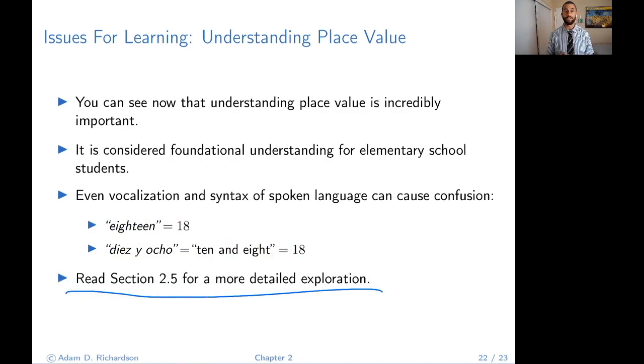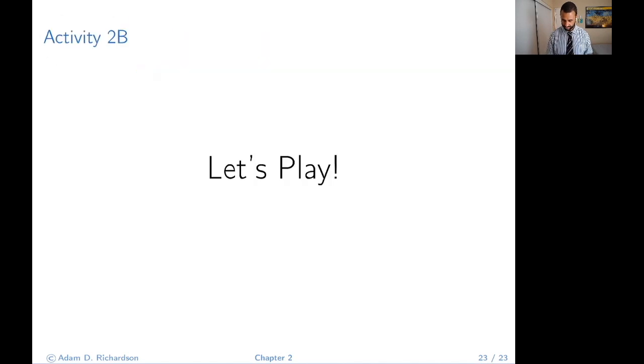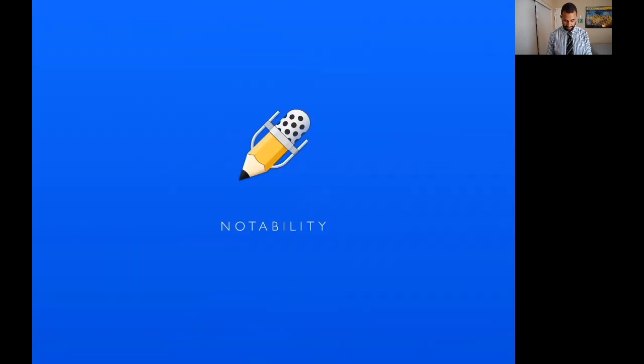Read section 2.5 in the book if you want a more detailed explanation for these issues for learning about understanding place value. Okay, all right, that's it. Like I said, this is a short lecture. I guess I hadn't said that yet, but I'm saying it now. This is a short lecture. Let's take a look at activity 2B, and then we will call it a day.